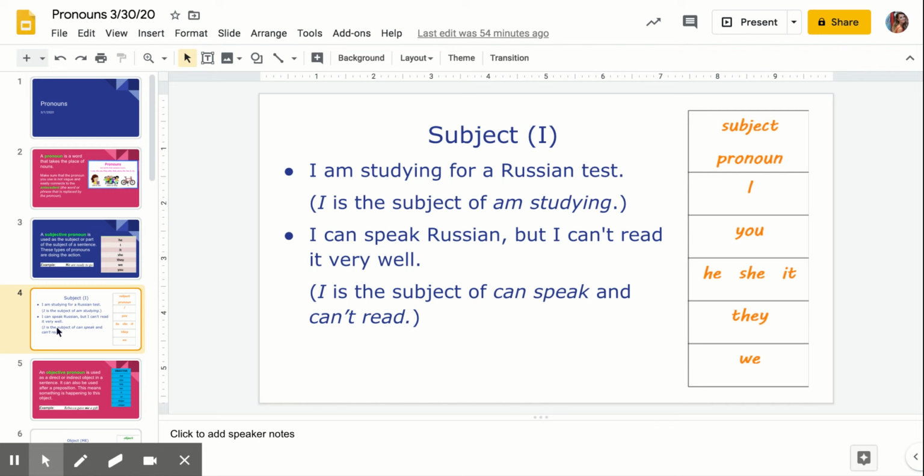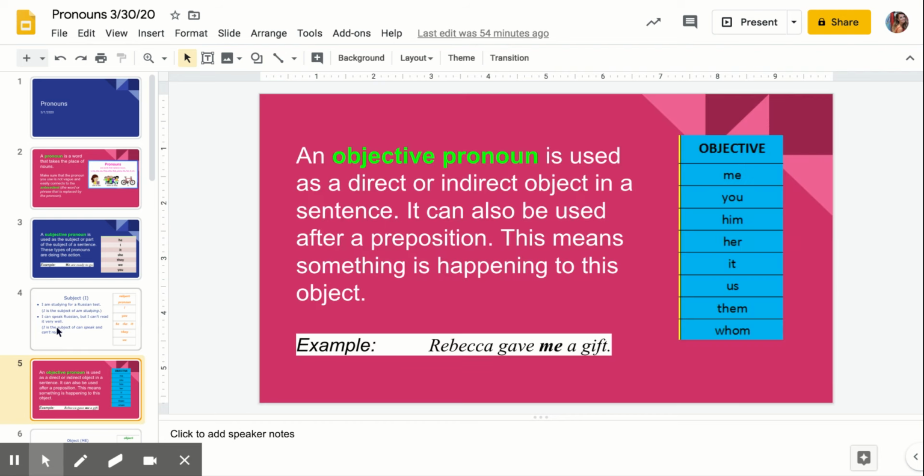"Rebecca gave me a gift." If we decided that the subject is always at the beginning, that means Rebecca is the subject, which makes our next pronoun the object. So what is Rebecca doing? She is giving me a gift, which makes me the objective pronoun. Some other examples of objective pronouns are me, you, him, her, it, us, them, whom.